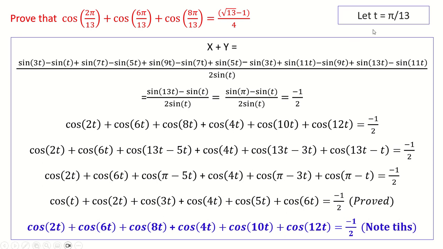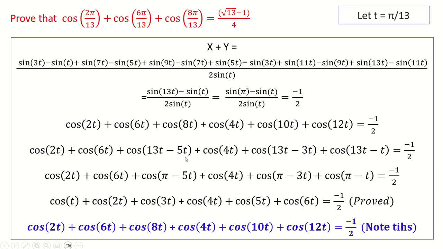Sin 13t is nothing but sin pi, because t equal to pi by 13. Correct, so 13t is pi. So sin pi minus sin t divided by 2 sin t. Sin pi is 0, we know. So eventually this is minus 1 by 2. Now we have proved this one: cos 2t plus cos 6t plus cos 8t plus cos 4t plus cos 10t plus cos 12t as minus 1 by 2. Right.